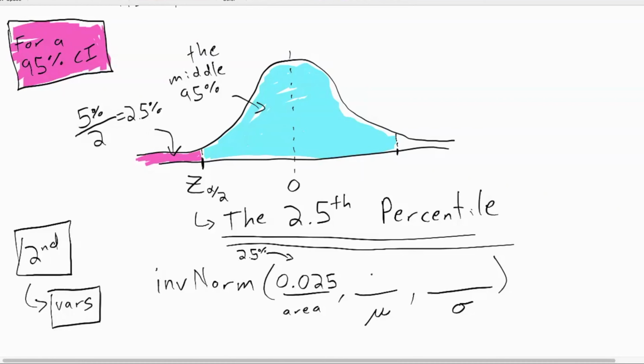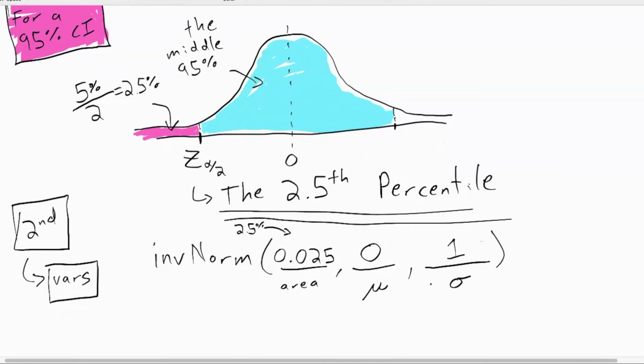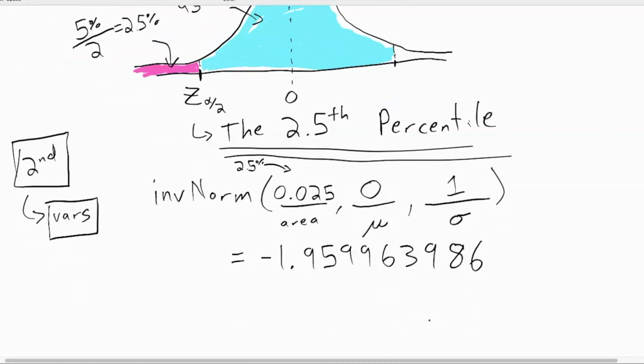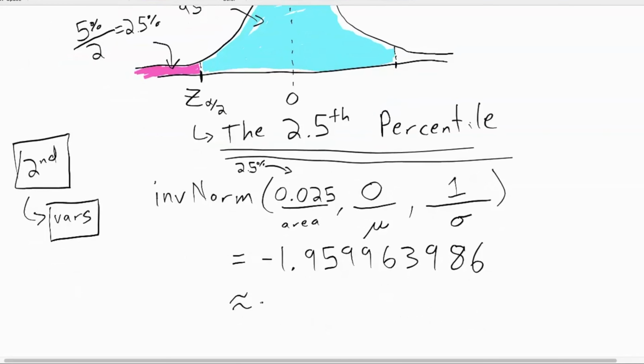You don't know that. Mean is 0. Standard deviation is 1. And when you do that, you get a bunch of numbers. Negative 1.95996396. And if we were really worried about accuracy, you could use all these digits, but that's kind of ridiculous. We tend to just round this to 1.96.